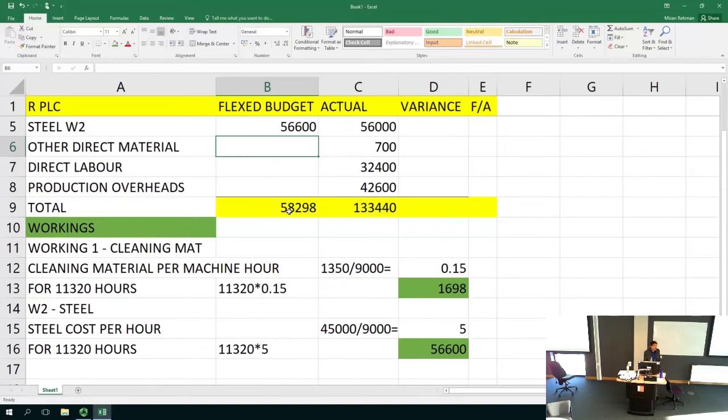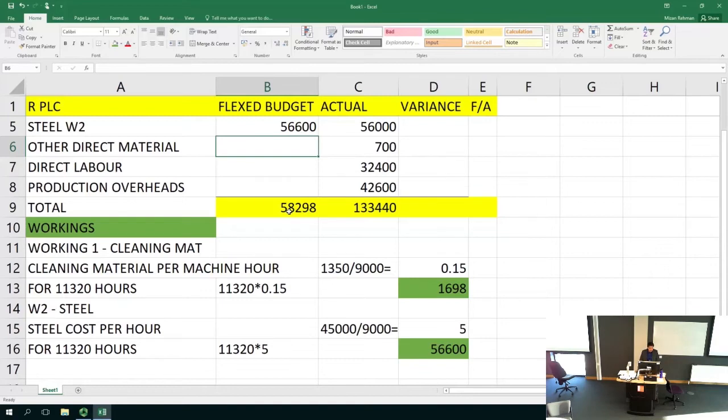So there's no link between these budgets at the moment and the actual result. This is what we calculated before we did the activity, assuming that we changed our budget from 9,000 to 11,320 hours. So we can say that for 9,000 hours our cost was 45K, and now for 11,320 hours our cost is 56.6K.